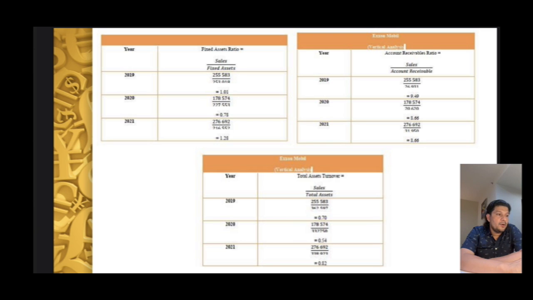And for the account receivable ratio, it is sales divided by account receivable, and for 2019 for ExxonMobil is 9.49, for 2020 is 8.66, and 2021 is the same, 8.66. And for total asset turnover, it is sales divided by total assets, and for 2019 is 0.70, 2020 is 0.54, and 2021 is 0.82.